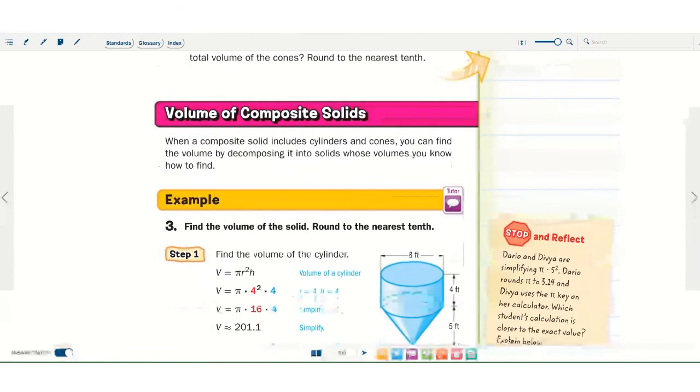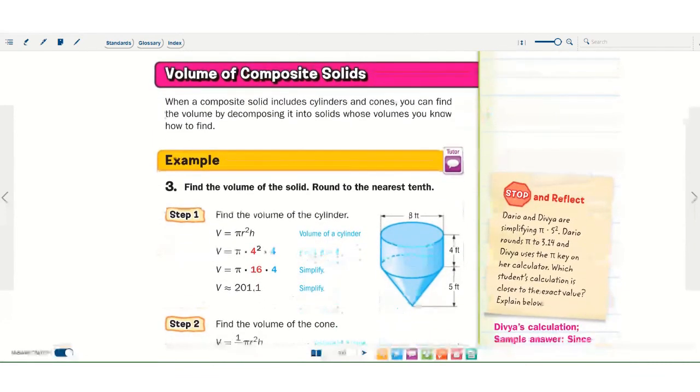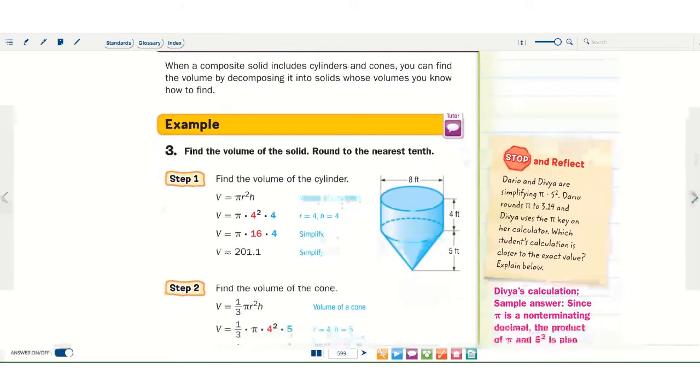Last but not least, they're also introducing volume of composite solids. We had talked a little bit about this in lesson 8.1. What they are going to be doing is putting together at least 2 solids for you. In this example, they're giving you a cylinder and a cone, so it takes us back to the previous lesson where we worked with cylinders, and they are asking us to find the volume.